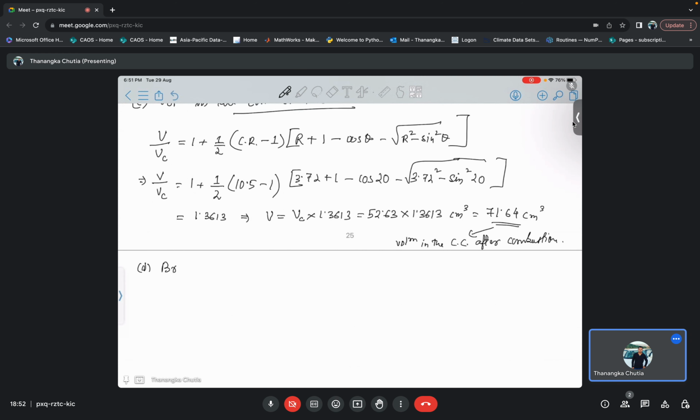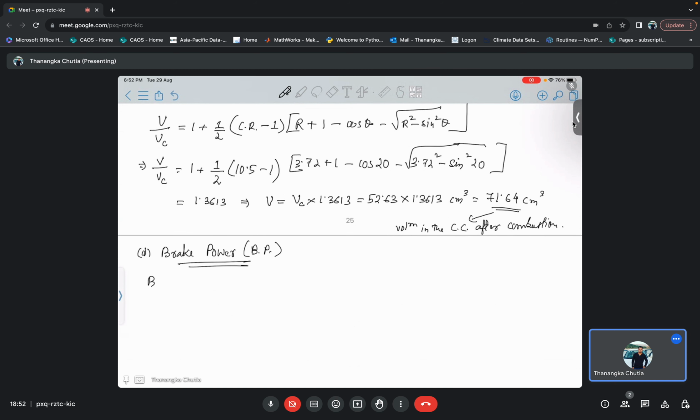Next is brake power, that is BP. What we know is that brake power is nothing but 2 pi into n into tau. So 2 pi, what is n?